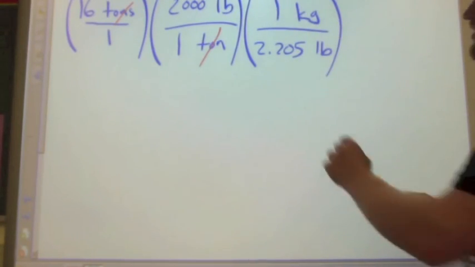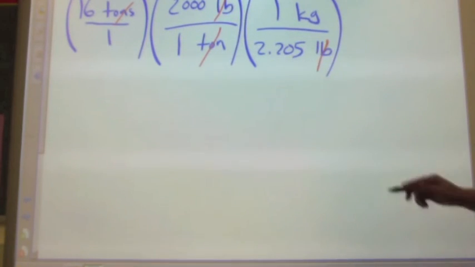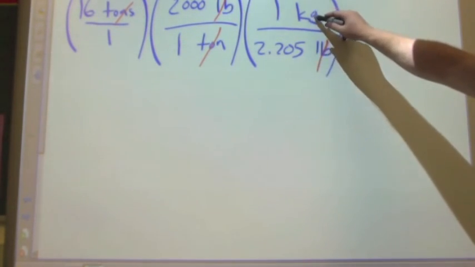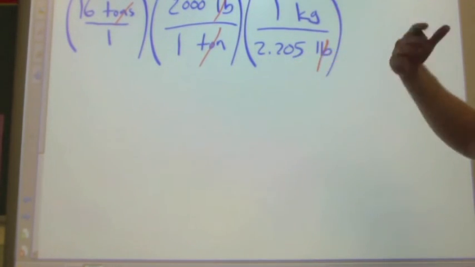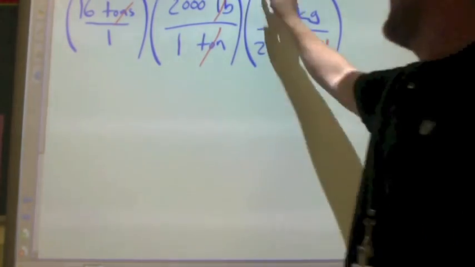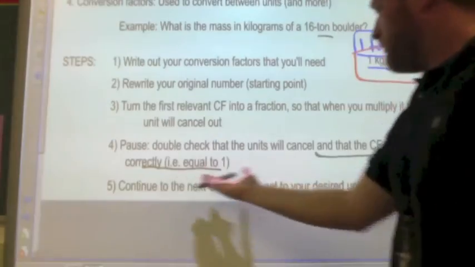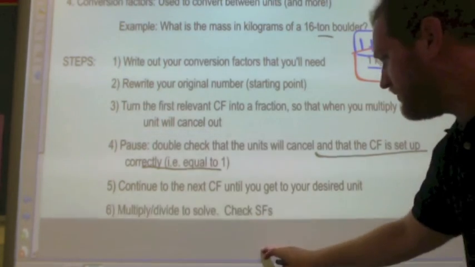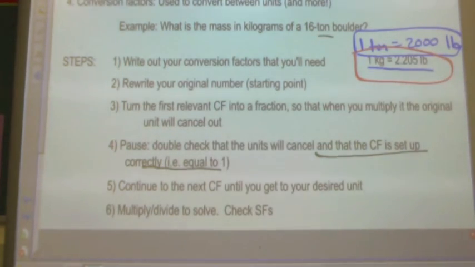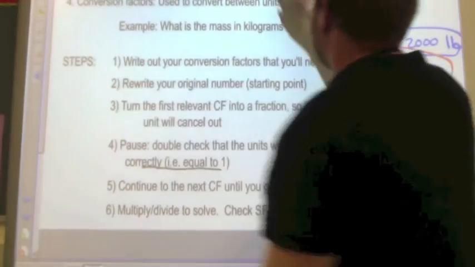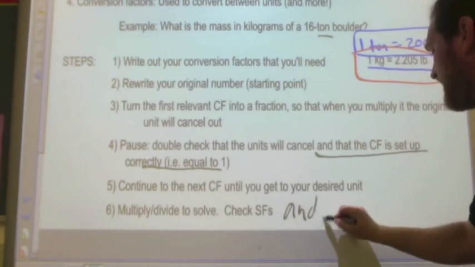Pause, double check. Are the units going to cancel? Yes, they will. Does this make sense? Is 1 kilogram equal to 2.205 pounds? Yes. It's not the other way around. Number 5, continue, or we just went through that. Multiply slash divide to solve, and then of course check sig figs and units.